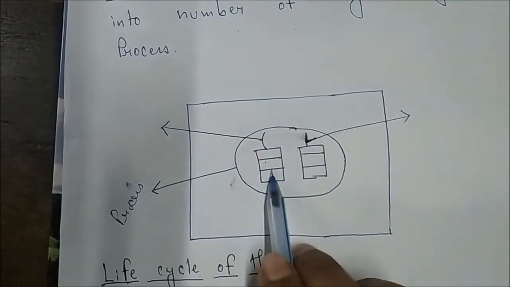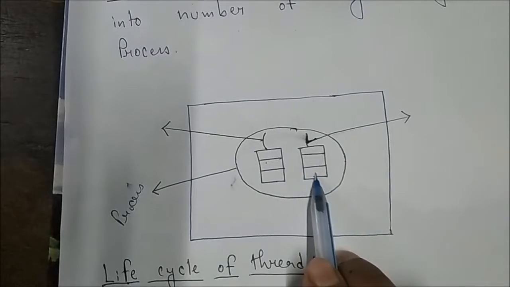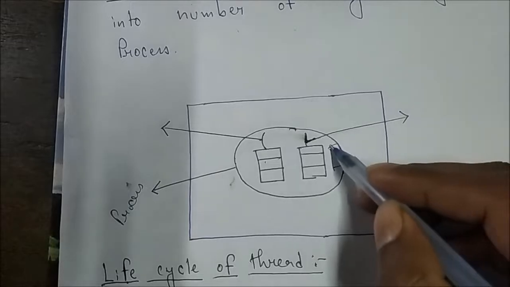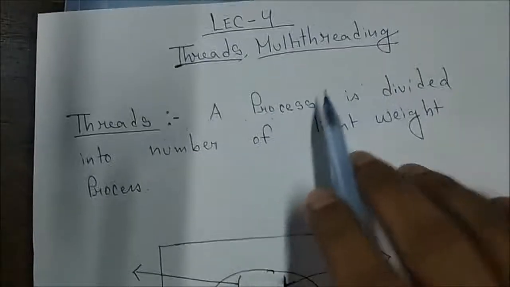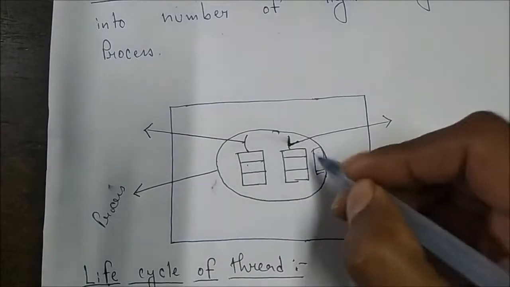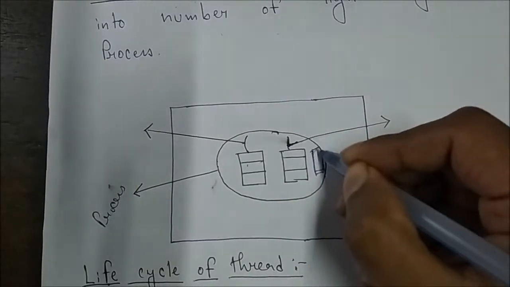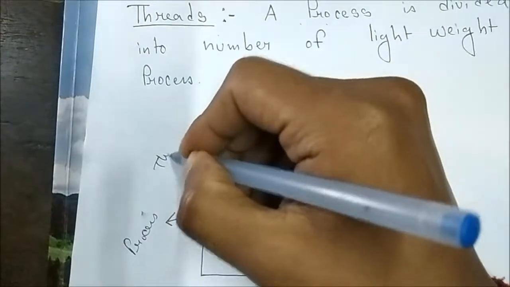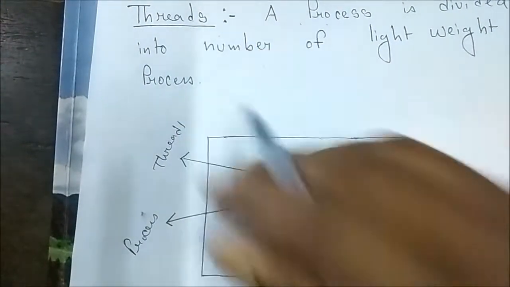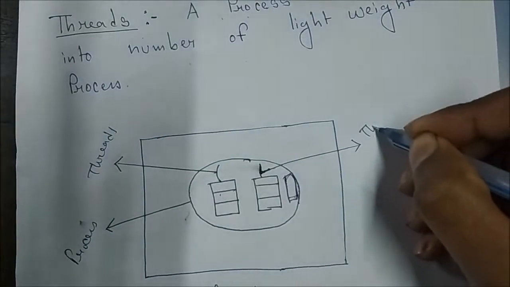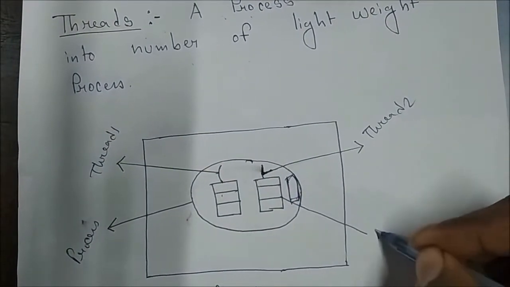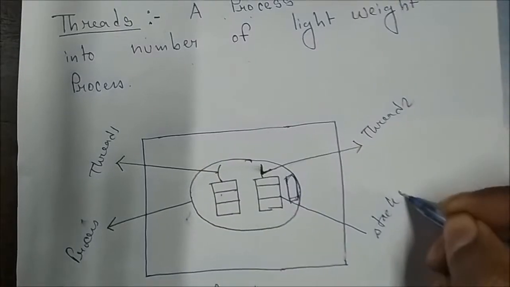This is the first stack of a thread. This is the second stack of a thread. Here there can be another, there can be many. So when we study multi-threading, there can be many thread stacks here. There can be many more threads in the process. This is thread 1. You can name it thread 1, and this is thread 2, and this is the stack of a thread.